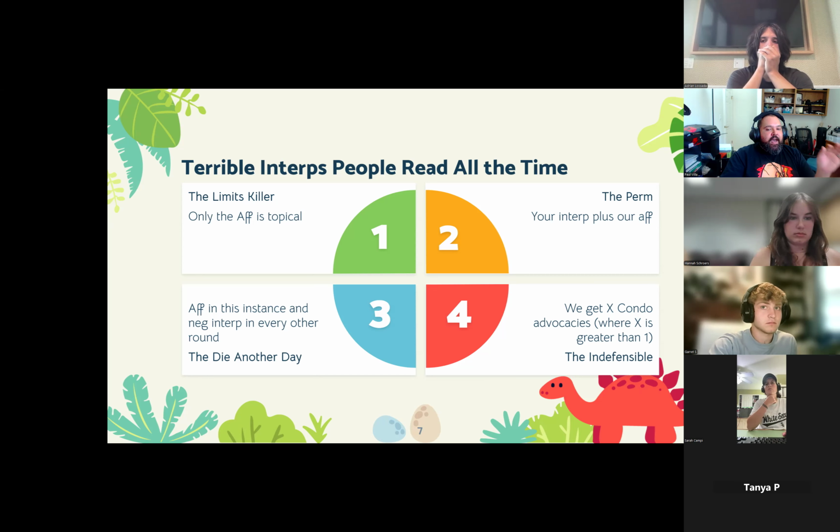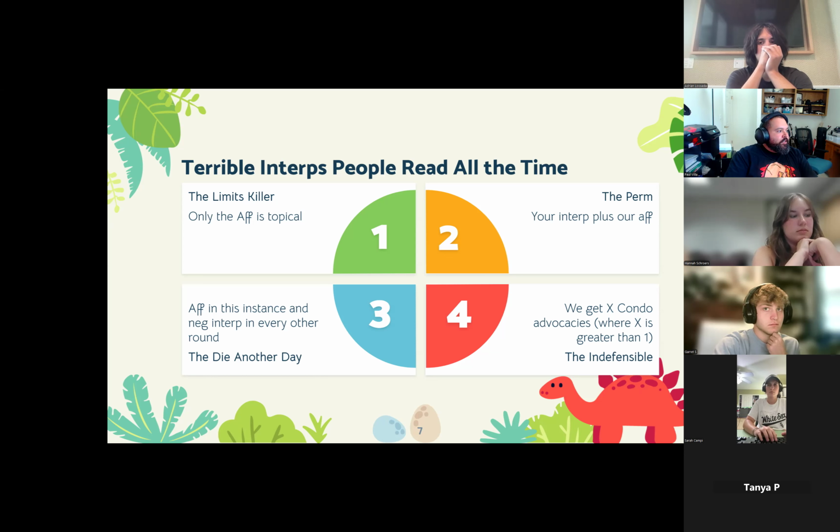The bottom line being that ignoring just condo, I think you should listen to people's interps and try and evaluate once again, if they specified something hyper specific like a number or whatever, whether they actually have any standards or any meaningful defense of that number. Because let's pretend someone comes up and says, we get 3 conditional advocacies.